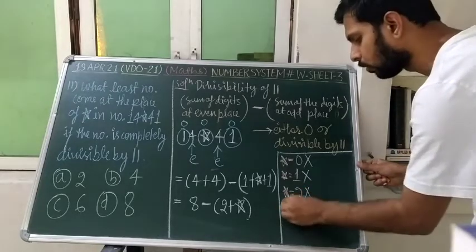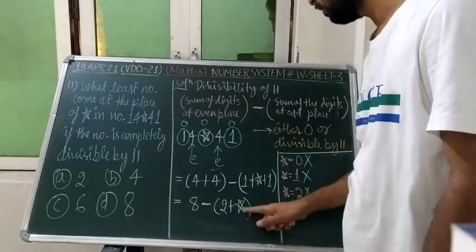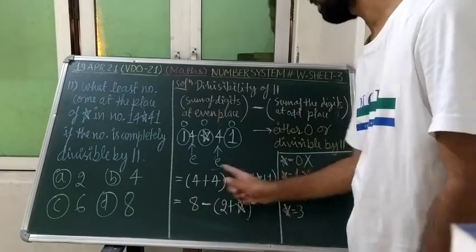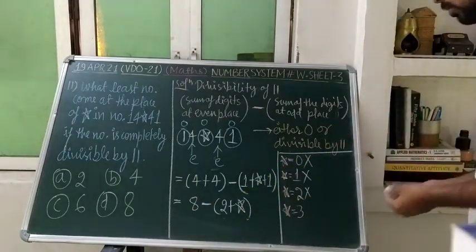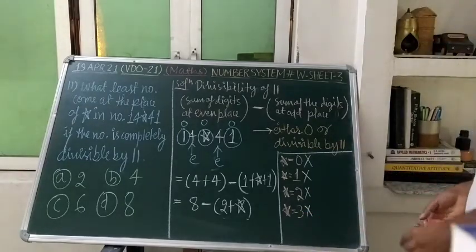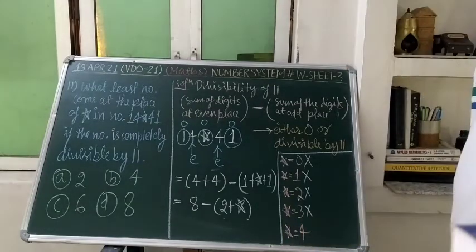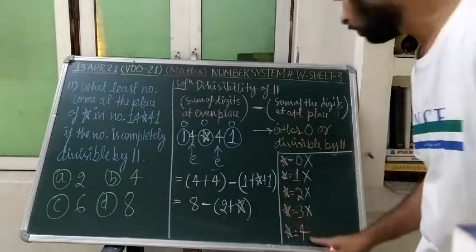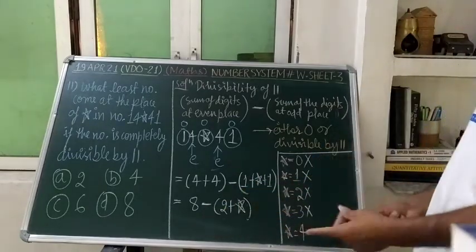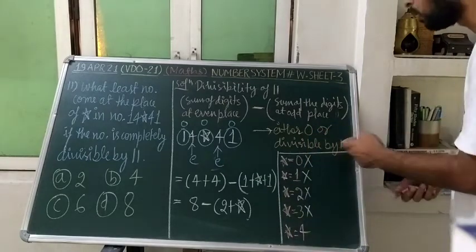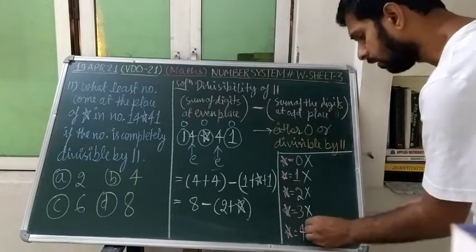We can think to have star as 3. So when you put 3 here, 3 plus 2, 5 will come, and 8 minus 5, 3 will come. 3 is neither equal to 0 nor divisible by 11. So this 3 also we can't select. We can think of the value of star 4. When you put 4 here, this 2 plus 4, 6 will come, and 8 minus 6, 2 will come. 2 is neither equal to 0 nor divisible by 11. So we can't select 4 as well.